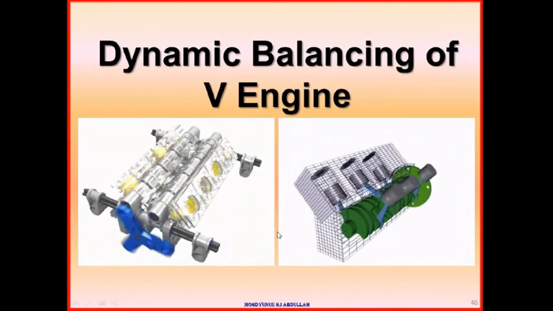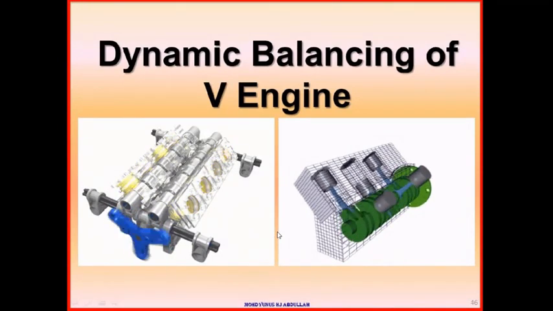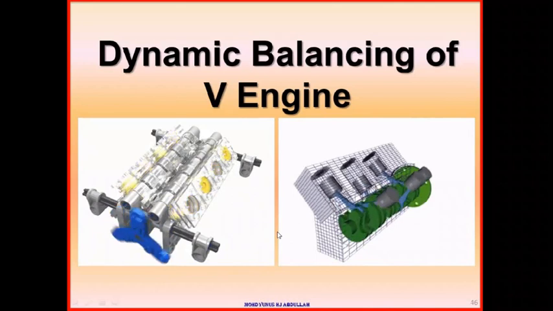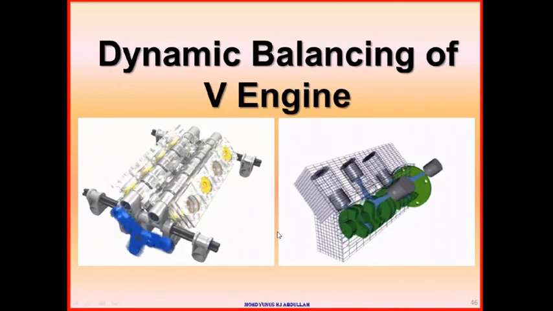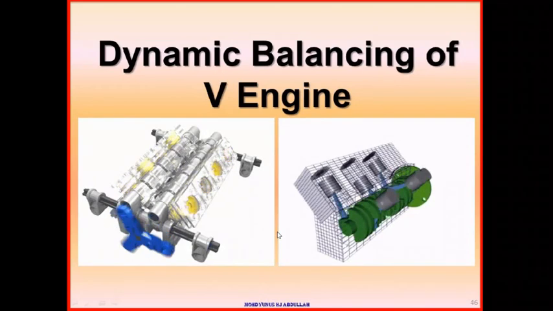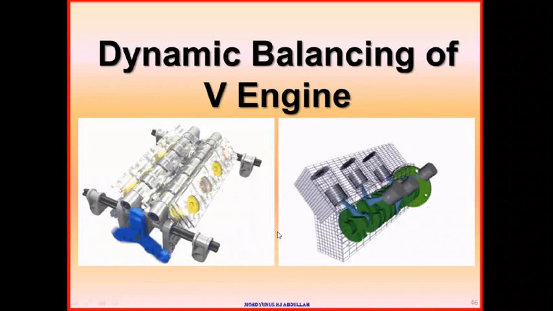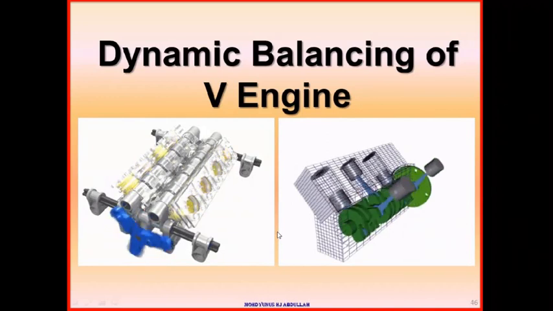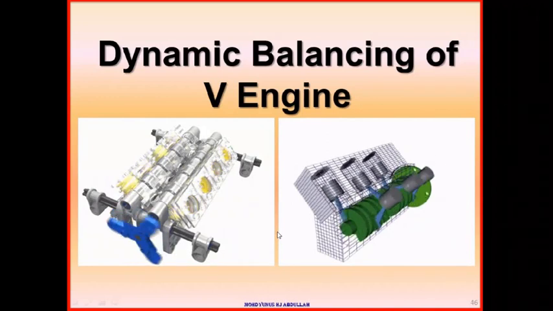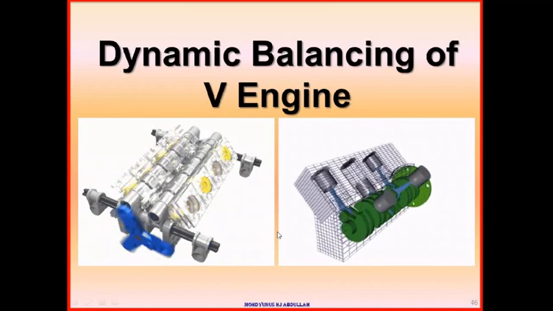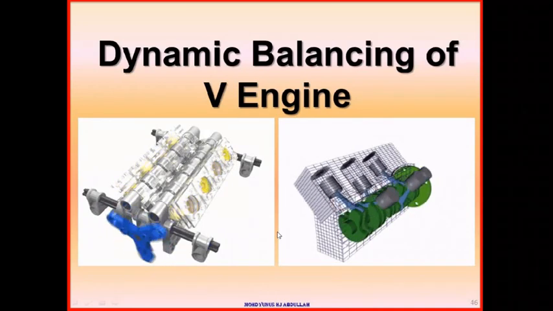So if you have one bank carrying cylinder number 1 and 2, then cylinder number 1 is connected with the connecting rod to a common crank. So now tell me, if you have a V8, for example, how many common cranks will you have? How many common cranks? Anyone?